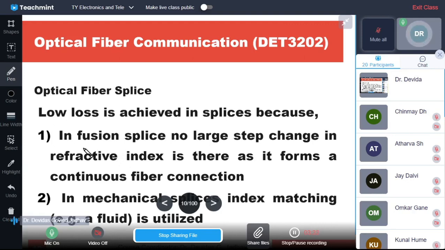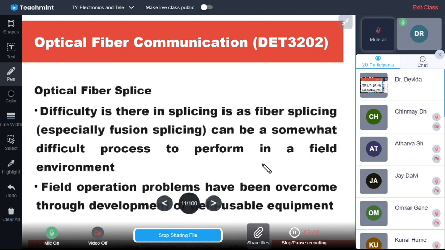The low loss is achieved in fusion splice. The large step change is not there, and in mechanical splice, index matching material is used. There is difficulty in performing fusion splicing in the field environment. But in case of fusion splicing, the splicer machines are handheld or portable, and even automatic ones are developed nowadays.